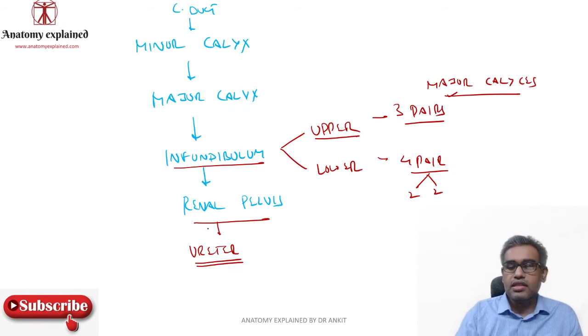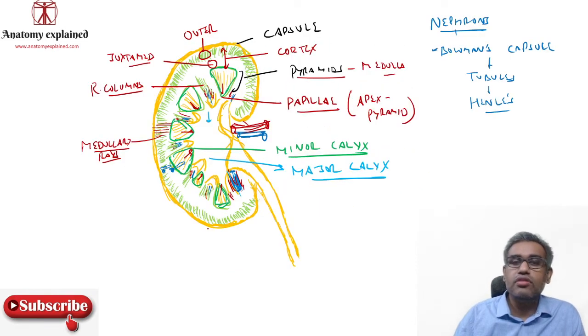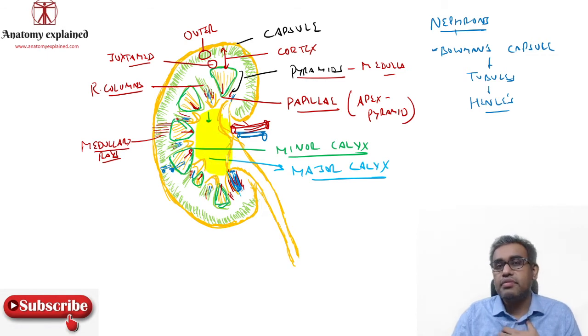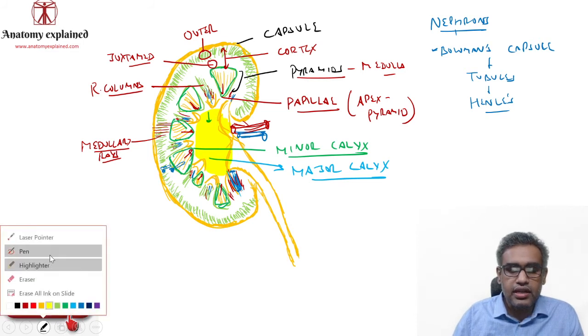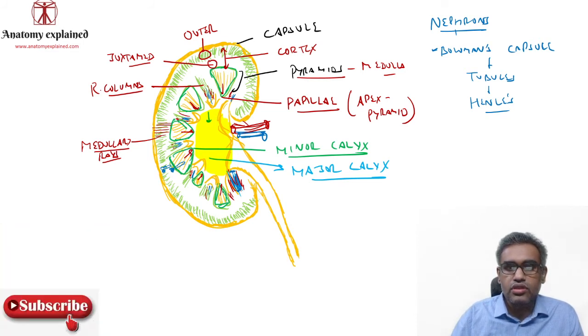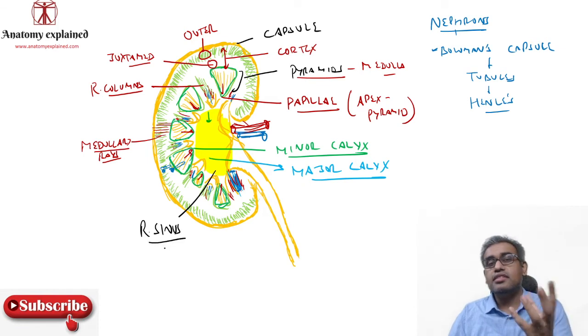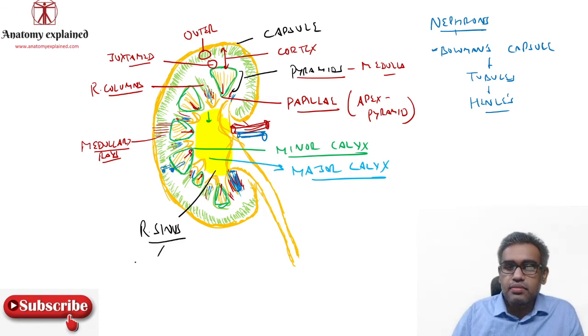Okay, so this is the collecting part. Now if you come back to this figure over here, let me point out that this area inside the hilum, with this yellow color, is your renal sinus. Renal sinus means a dilated area. So this whole area which I have now highlighted is your renal sinus. Now what is there in the renal sinus? The renal sinus is mainly containing the renal pelvis. Now what is this renal pelvis? This is your ureter.